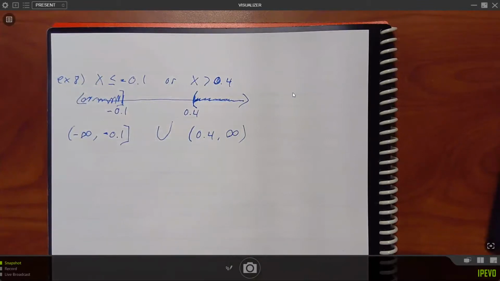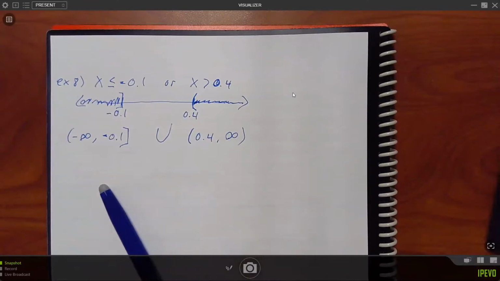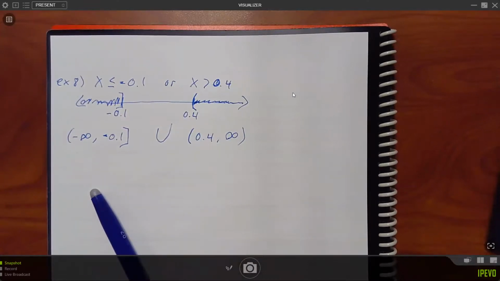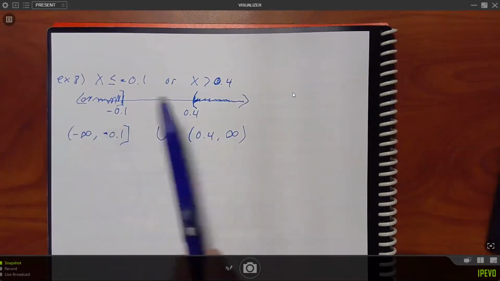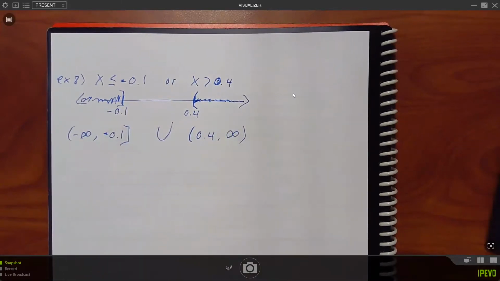Does that make sense? Do you see how to do these? So yeah, this is the union symbol. It's like a big U. You guys remember that? Or no? So union this section and this section together. That's it.